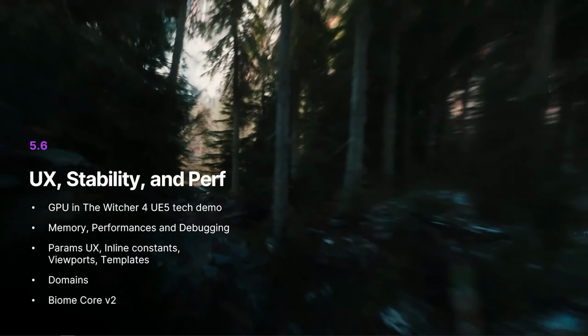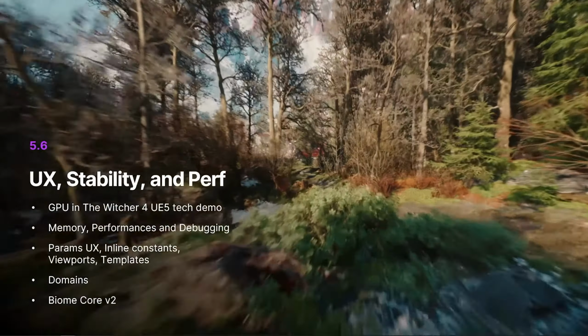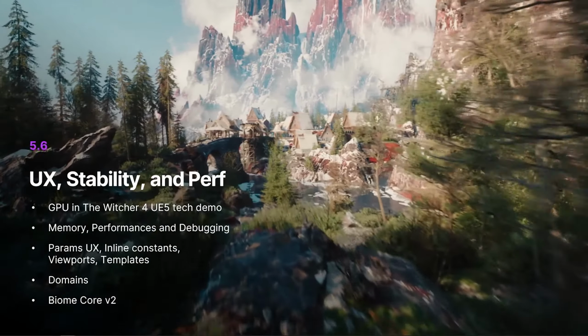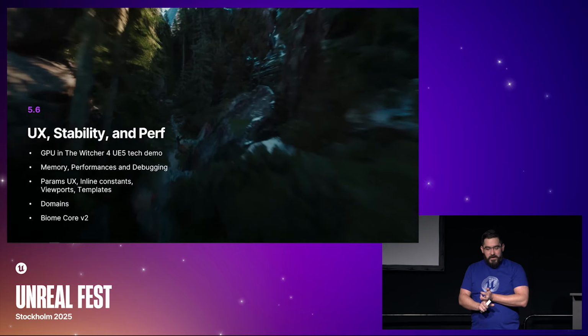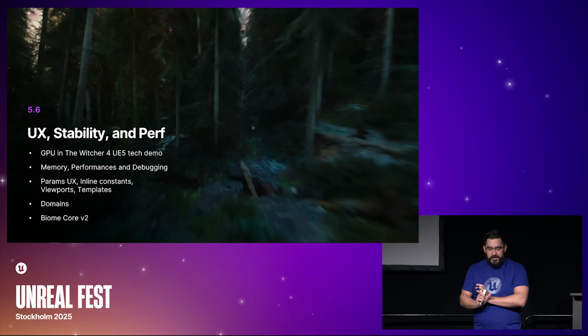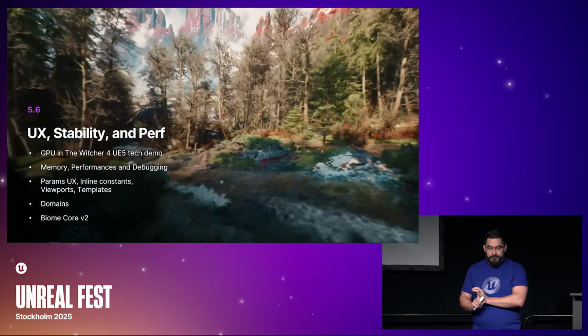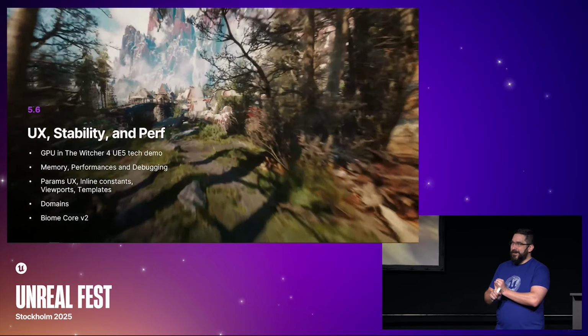Then we get to 5.6, which was only 3 months ago. This added a bunch of UX stability and performance improvements so that we could do GPU processing and instancing for our Witcher 4 UE5 tech demo. A bunch of memory and performance and debugging improvements, a lot of usability for parameters and constants. This added templates, which I didn't even know about until recently.